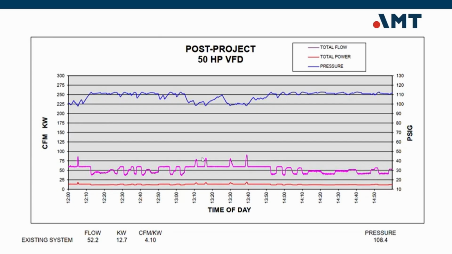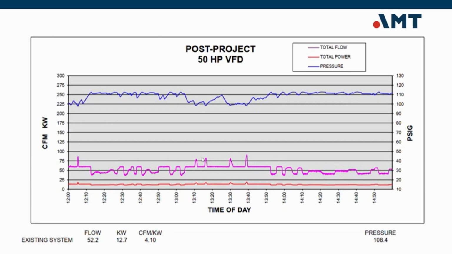This slide shows the post-project conditions after replacing the 60 horsepower load-unload compressor with a 50 horsepower variable speed, or variable frequency drive, or VFD. The most noticeable difference is how much smoother the system runs. Looking at the graph, the blue line shows the system pressure. Instead of tight, repetitive cycling, pressure is now more stable and controlled, operating around 108 psi, which is about 10 psi lower than before. That pressure reduction alone contributes to energy savings.